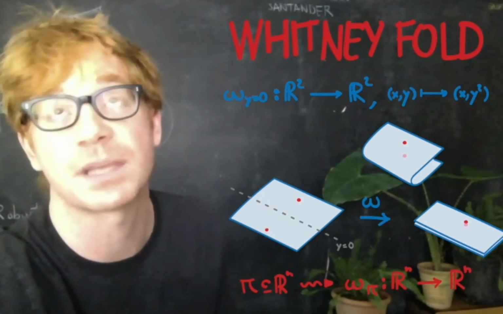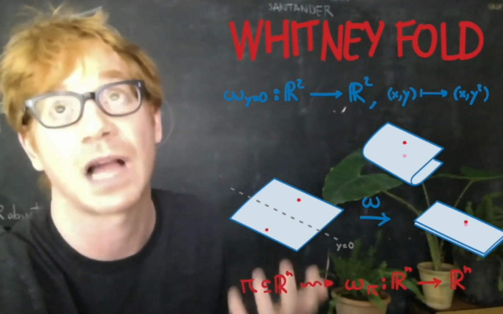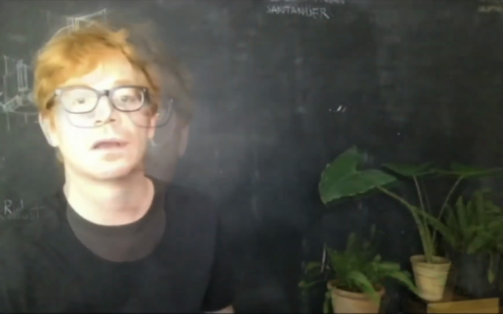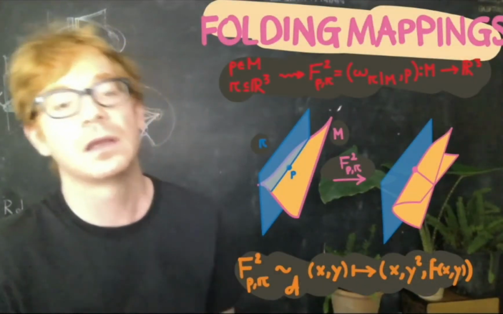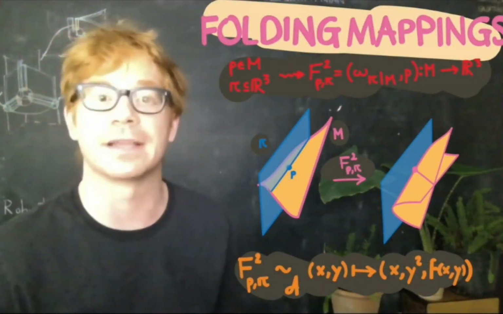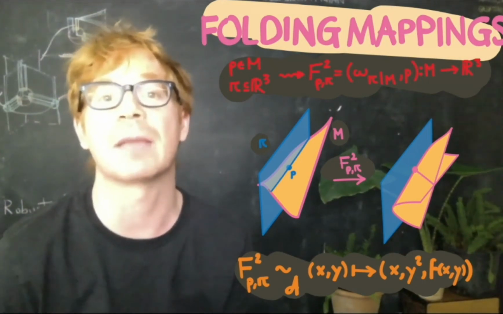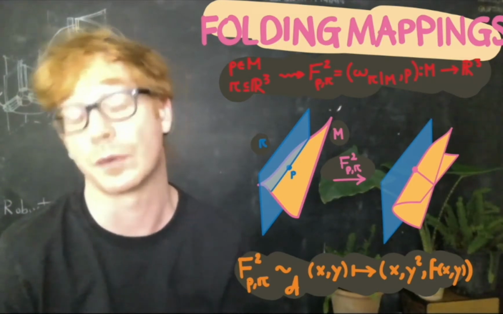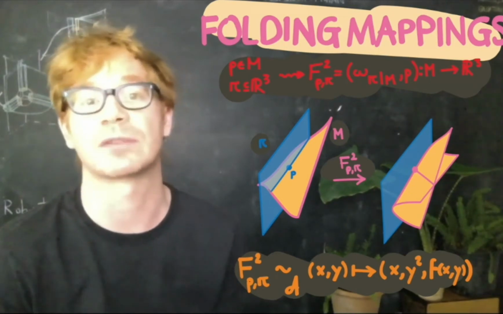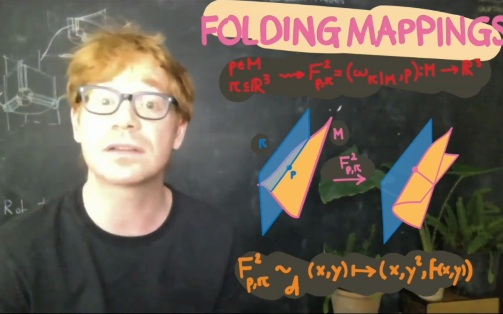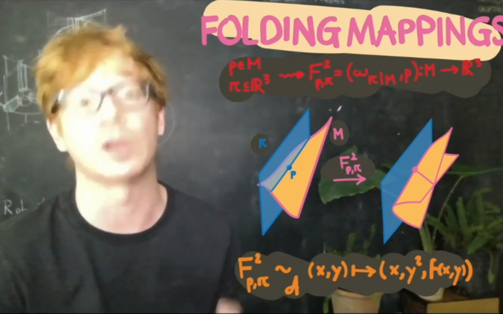Of course, there is nothing special about the y equals 0 hyperplane, and there is a Whitney fold for every hyperplane pi in Rn. Okay, so that was the Whitney fold. What is a folding mapping? Okay, say that you have your surface M embedded in R3, and then for every point P in M and every plane pi going through the point P, you're going to take the Whitney fold with respect to pi, you're going to restrict it to the surface M, and then you're going to take the germ of that at the point P.